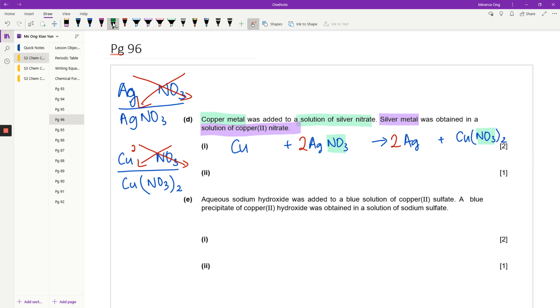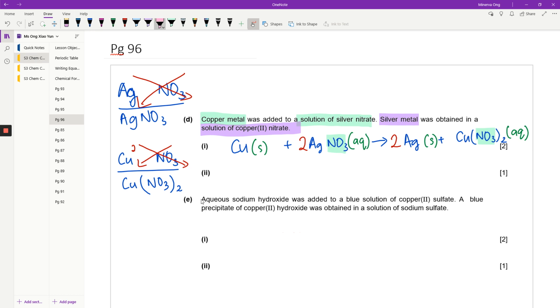Then I add in state symbols. Solid, aq, metal, right? So solid and aq. So I balance part D. Last question, E.